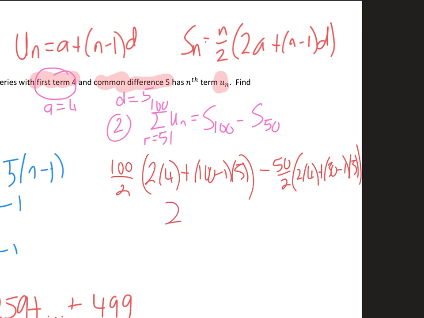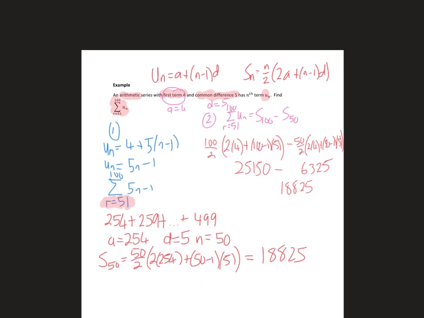So the first term gives me 25150, and the second term gives me 25, sorry, 63250. And if I take them away, I get the same answer as before, which is what I was hoping for. So 2 different ways of doing it.